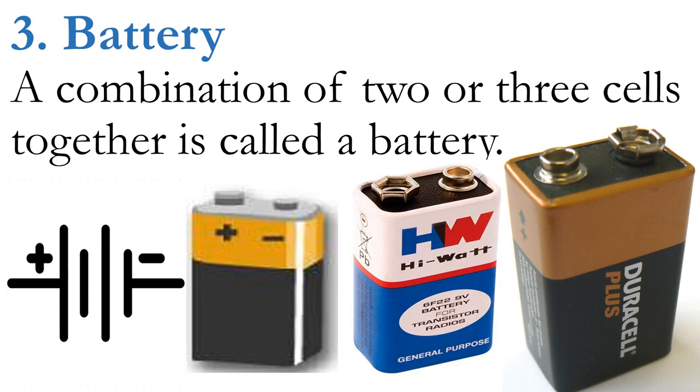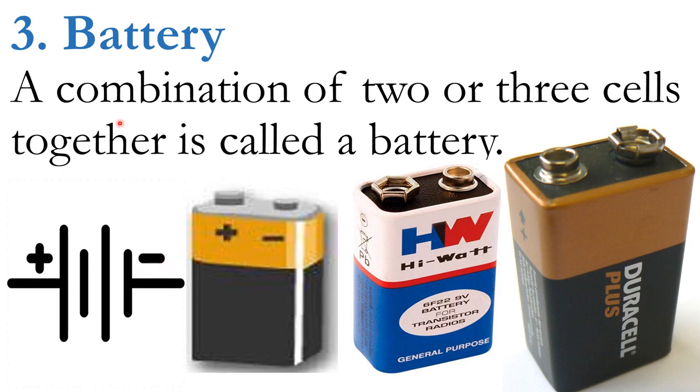Cell, as we just discussed, is a source of energy. In the same way, the third component, that is battery, is also a source of energy in an electric circuit. Battery is a combination of two or more than two cells which are joined together. As there are two terminals in a cell, in the same way two terminals are there in the battery.